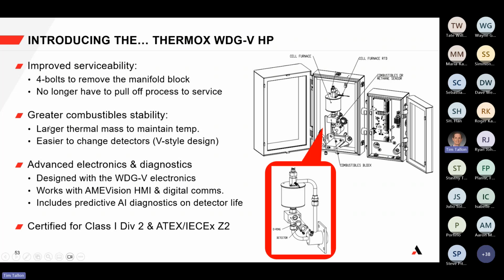As far as the other things to think about, there's greater combustible stability. There's a bigger thermal mass for the combustible block. It's a lot easier to change the detectors with the WG5 style detectors with just a hex screw on both sides. So easier to maintain there, and bigger thermal mass to maintain the temperature of the combustible stability.